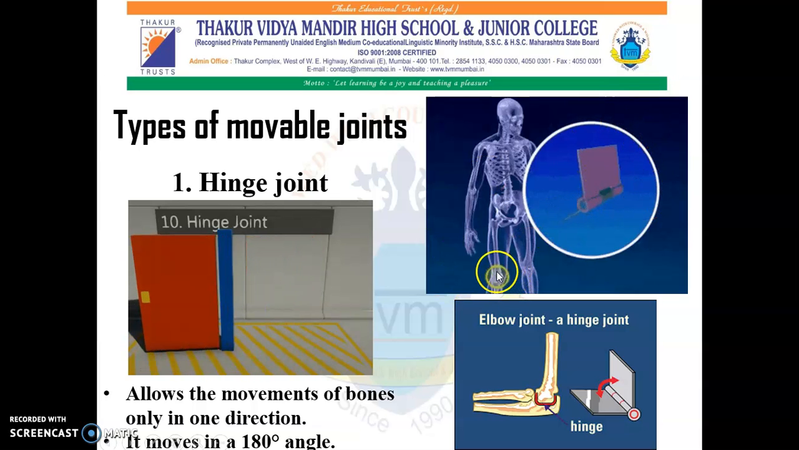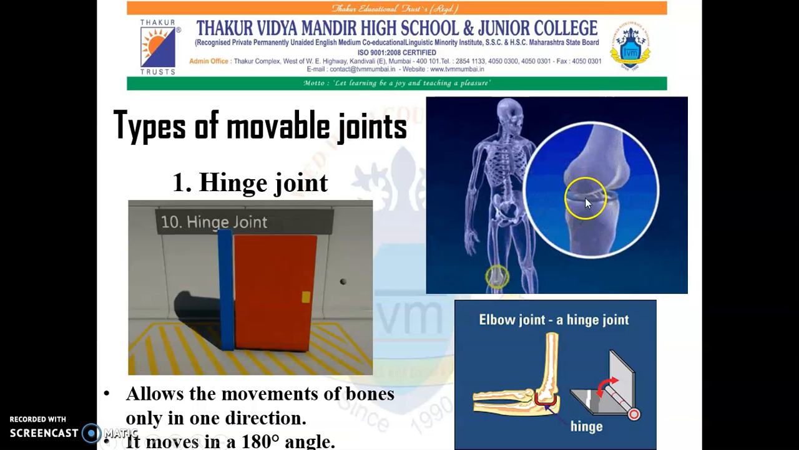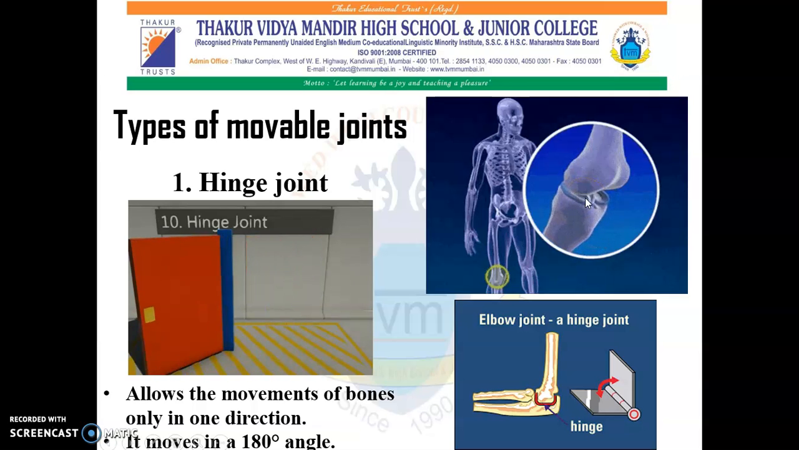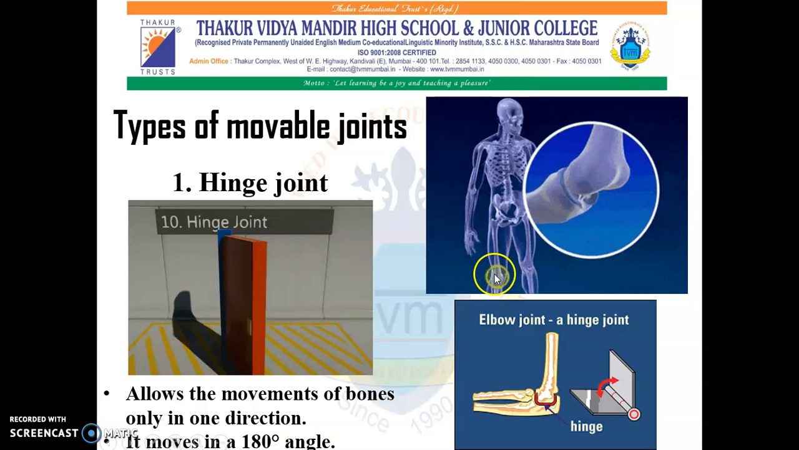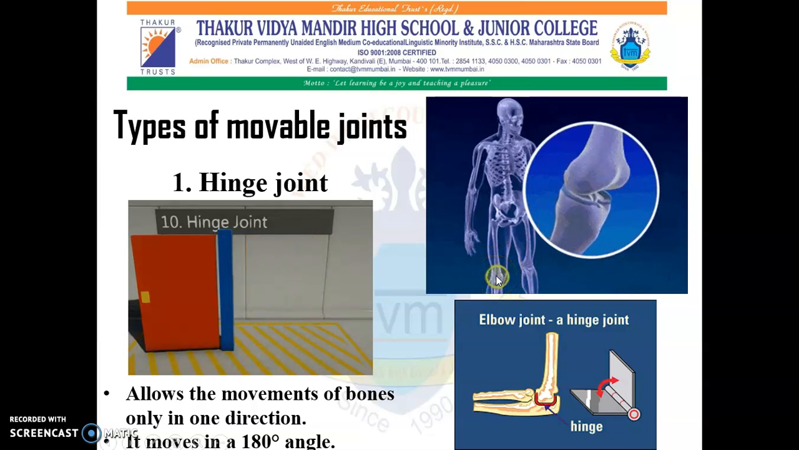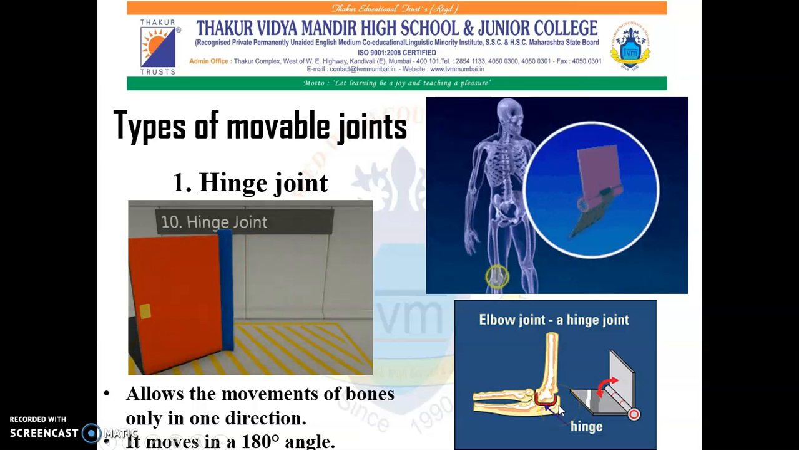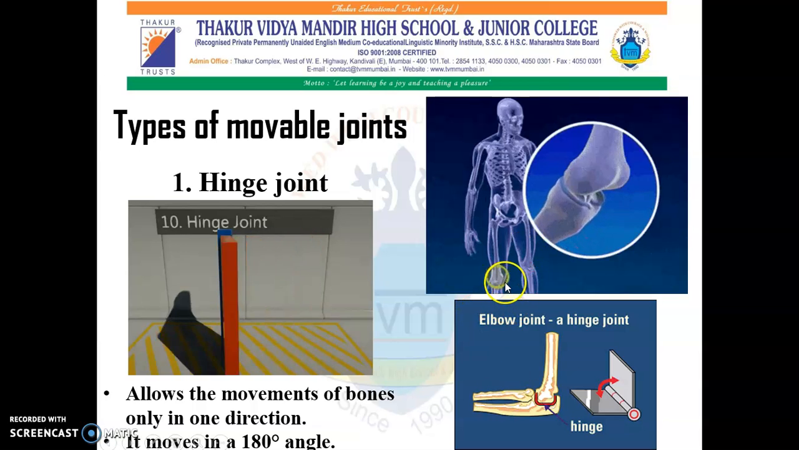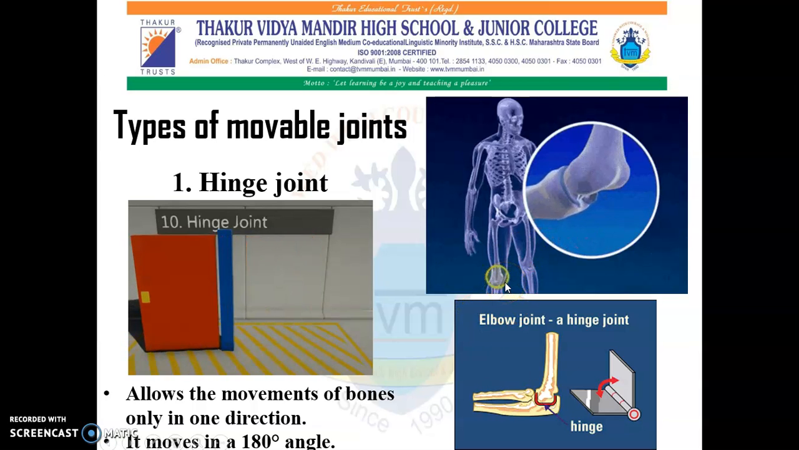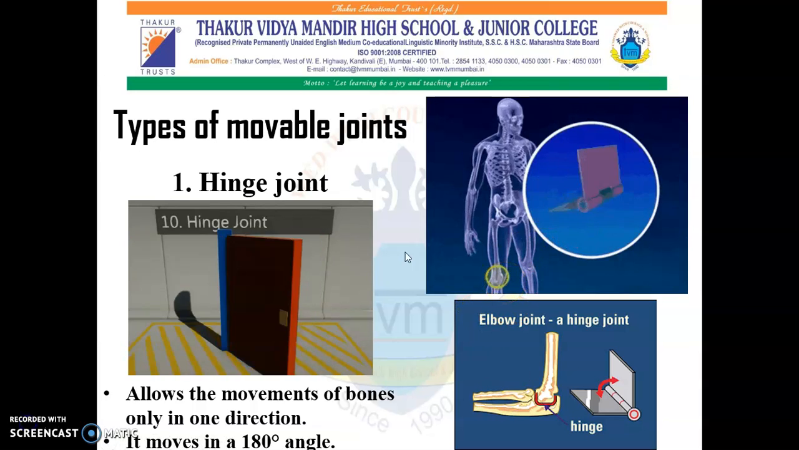Right? So the bone of the knee is shown over here. It can also make the movement of 180 degrees. So knee, the bones which are there in the knee, is an example of hinge joint, as well as the elbow joint. It also allows the movement of 180 degrees. So elbow and the knee joint are included in hinge joint.